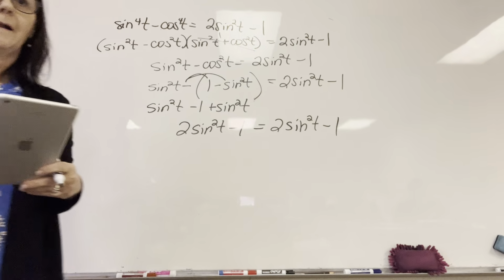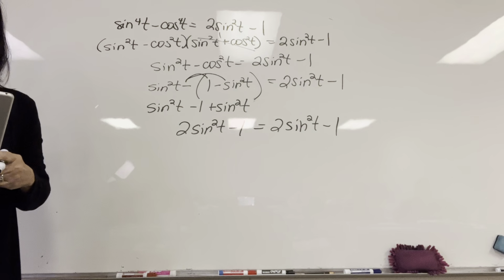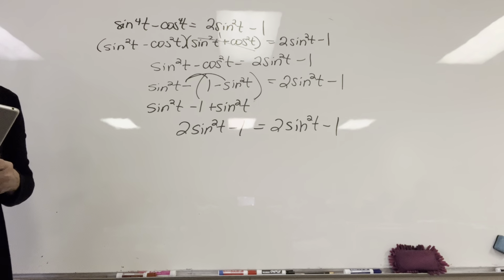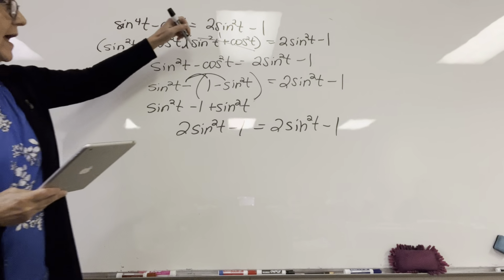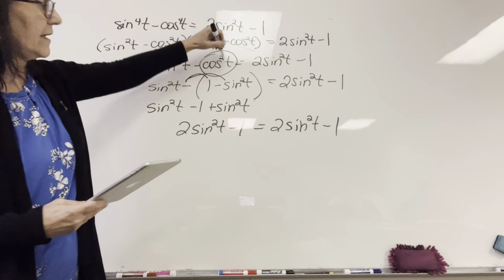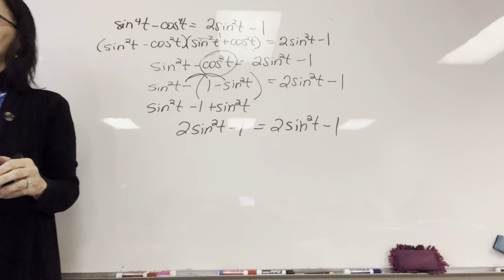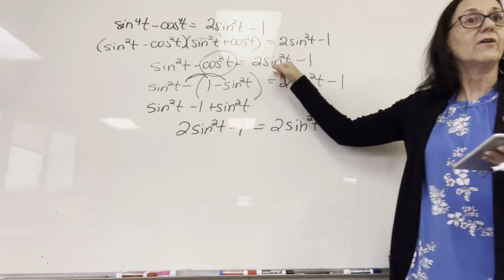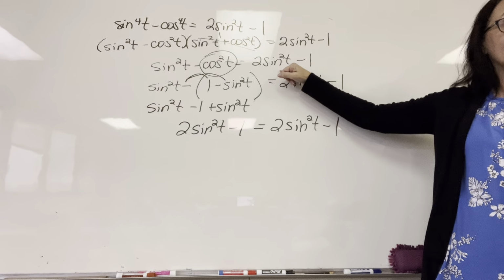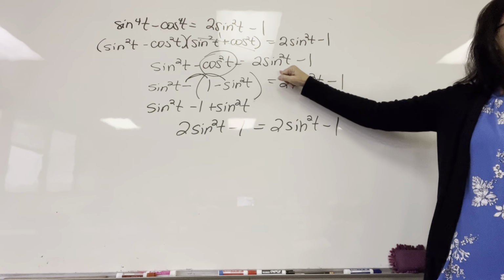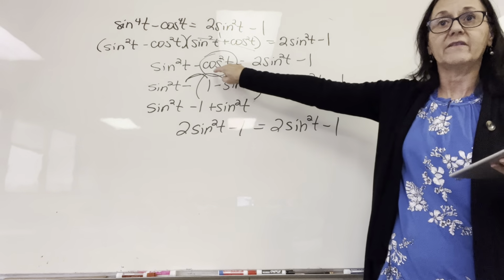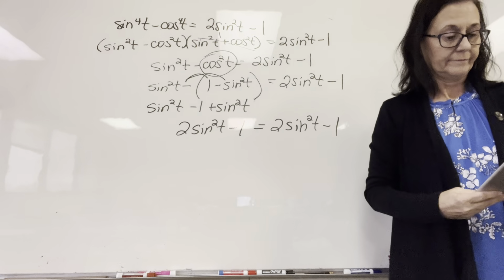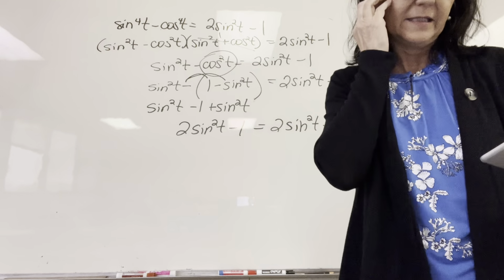Does that make sense? Why at this point would I have wanted to substitute in cosine? Yes. Because I only have sine on the other side. So that's what was the driving force behind getting rid of the cosine. Make sense?